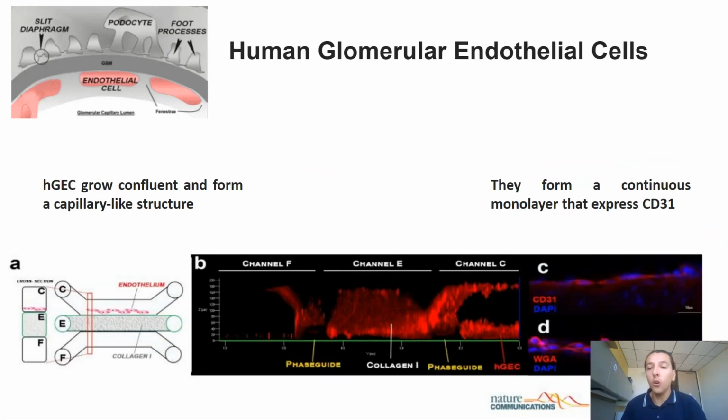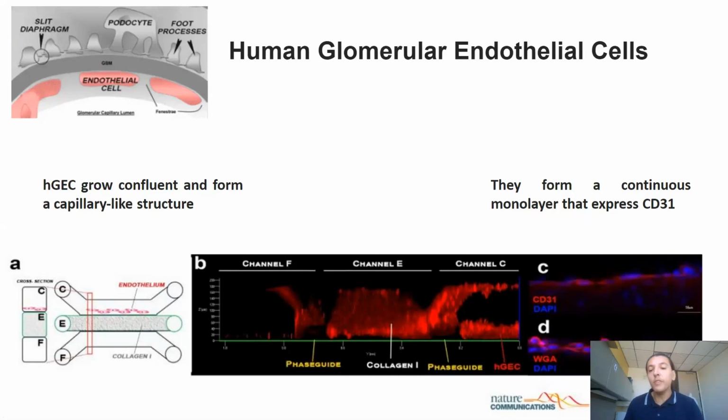We also seeded only human glomerular endothelial cells using a specific glomerular endothelial cell media, and we let them grow confluent and form a capillary-like structure, as you can see from panel B in our figure. You can see that the red fluorescent cells are able to form a capillary that you see in channel C. Channel C is called C just for capillary, and you confirm that the cells maintain expression of CD31 and respond to staining with wheat germ agglutinin that identifies the glycocalyx.